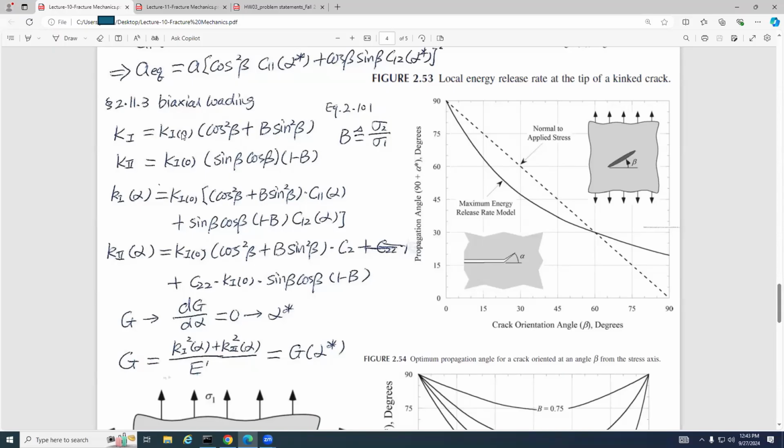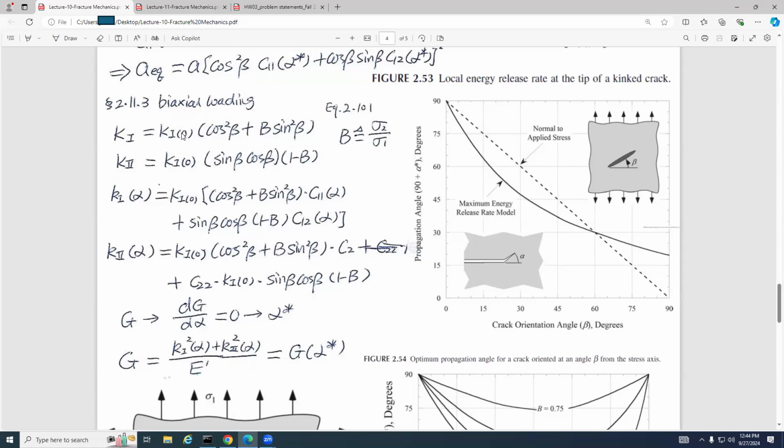And we just take this expression, take the derivative of this expression, and then let this equal 0, right? We can see g is a function of alpha, so we take the derivative of g with respect to alpha and force it to be 0. Then we can get this alpha star. Alpha star gives us the maximum energy release rate. What does it mean? It means this direction is the most possible direction for the crack propagation, because in this direction the energy release rate is maximum.